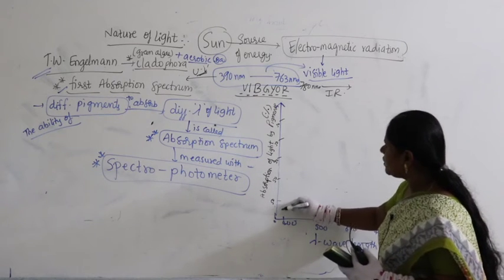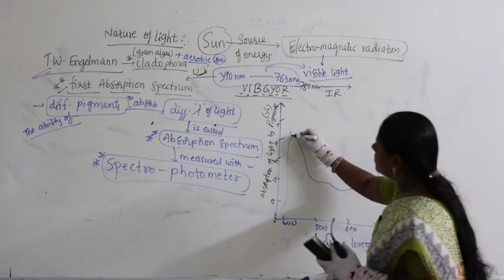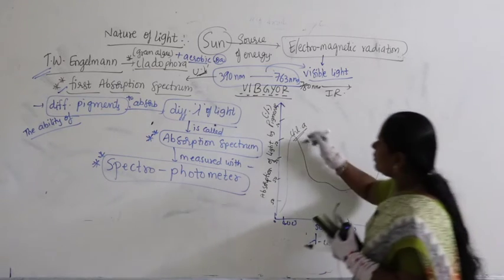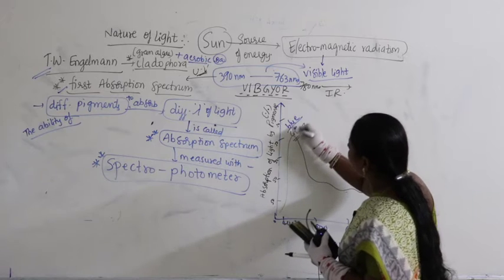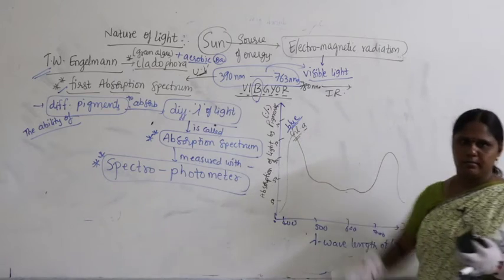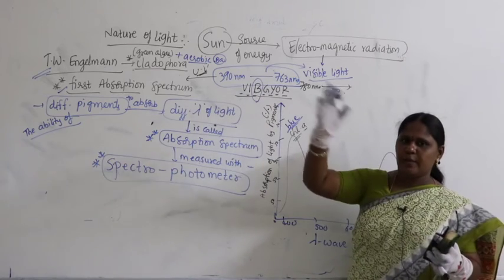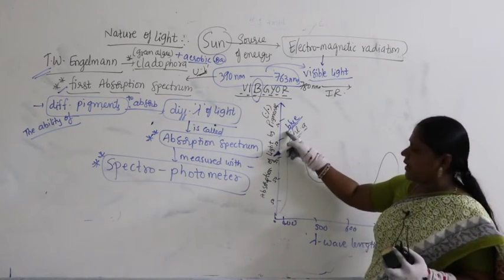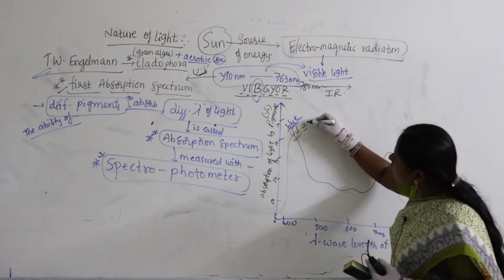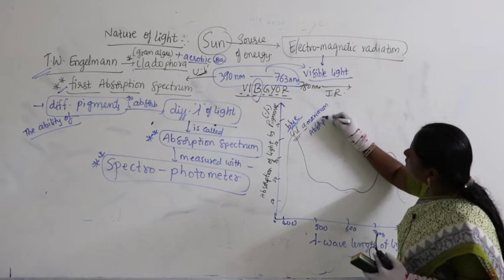Now let us take different pigments. This is chlorophyll a. What is the chlorophyll a color? This is blue. Why is this blue? In the blue region it shows the highest rate of absorption of light. Why? Because in visible light, violet, indigo, blue: when light is passed through the spectrum, in blue light chlorophyll a shows maximum absorption of light.